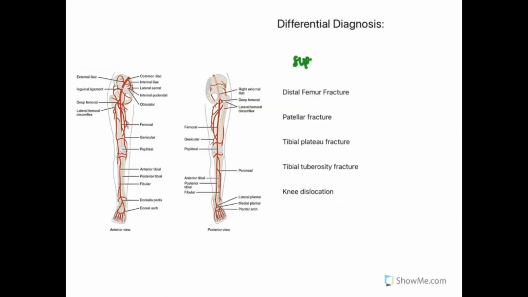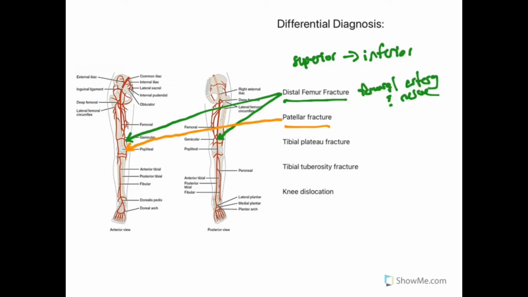Now, what's your differential diagnosis for a knee fracture in order from superior to inferior? Is it a distal femoral fracture? Well, that's dangerous because, as you can see, the femoral artery and nerve run very close to that area. Is it a patellar fracture? Or, just underneath the patella, is it a tibial plateau fracture?